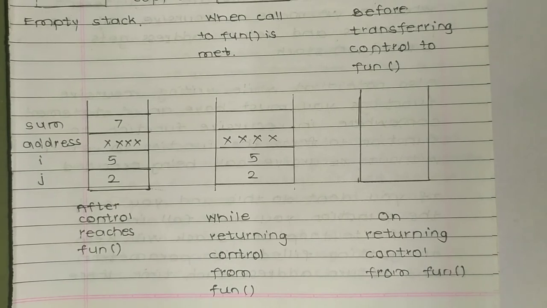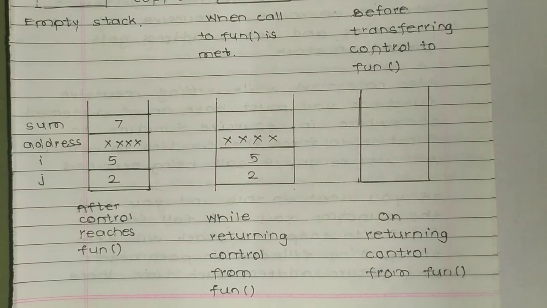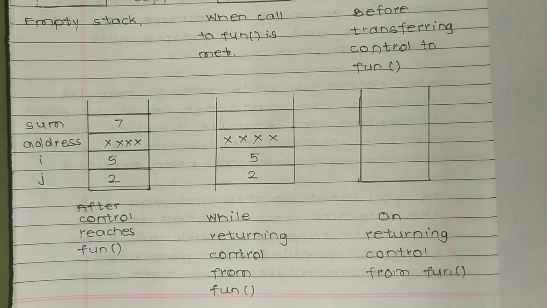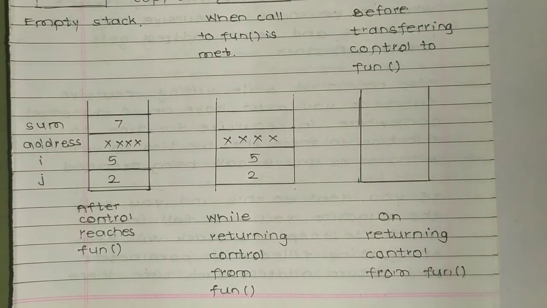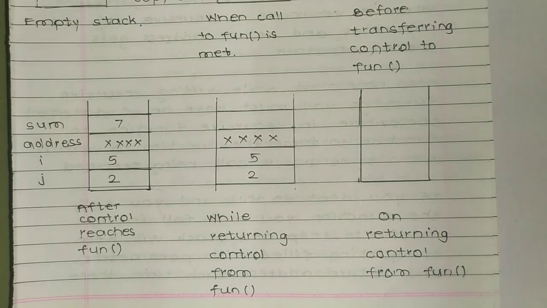That means after control reaches the function, that is add, sum is stored as 7 at a different address. Now while returning control from the function, again 5 and 2 are there, and on returning control from the function, the stack is cleared because it is now printed on screen, so we don't have to store it anywhere now. So that is how this function, that is how stack works. With the help of the diagram we can explain, and it has simple programs also.